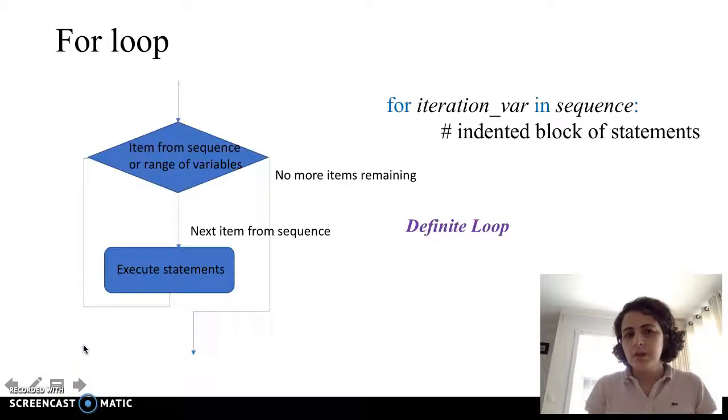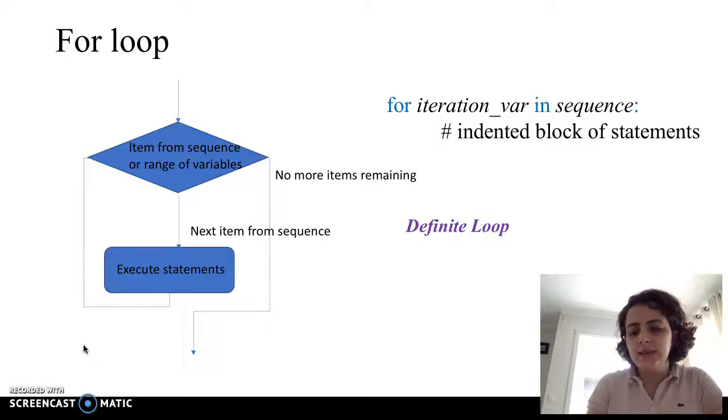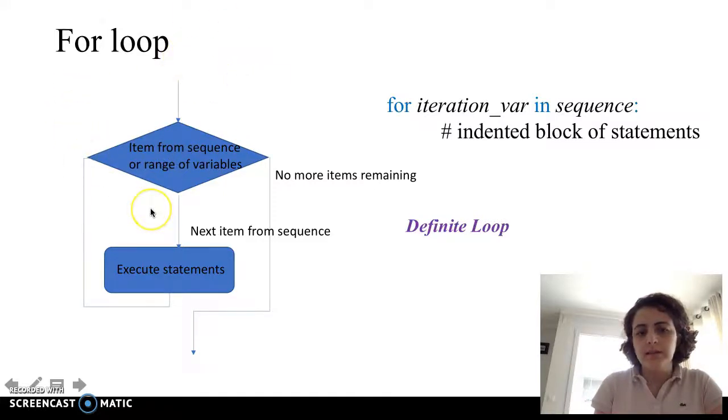One well-known form of looping pattern in programming languages is the for loop. In the for loop, for a definite number of times, we are repeating a block of statements. So we have a range of variables or a sequence of values, and for each item in the sequence, we are repeating a block of code. And we are exiting the loop when there is no item remaining in the sequence, as you can see in this flow diagram.